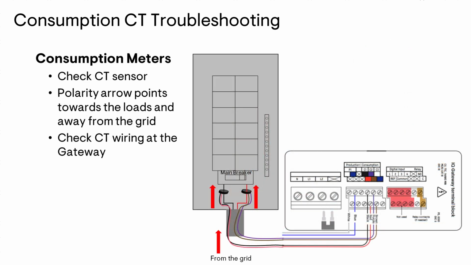If you checked your CT sensors and you found that those are installed correctly, it's now time to go ahead and check your consumption CT secondary wires at the gateway's terminal blocks. We need to confirm that those wires are connected to the correct terminal blocks and secured properly.